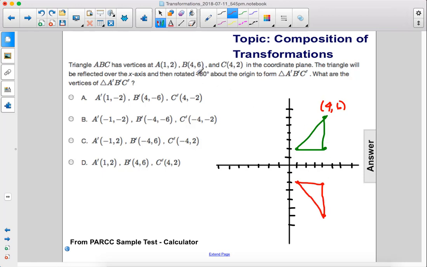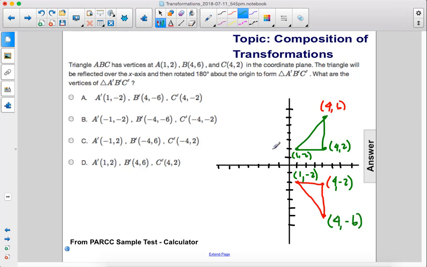Now we will rotate it 180 degrees about the origin. Let me very quickly write out all these points so far, just so that we don't get confused. So this is (4, 2). That was (1, 2), and that's (4, 6). So now this is (4, -2). This one is (1, -2), and this one is (4, -6).